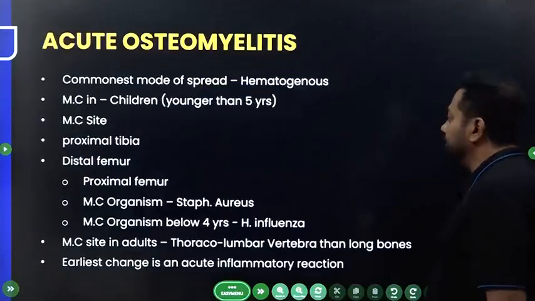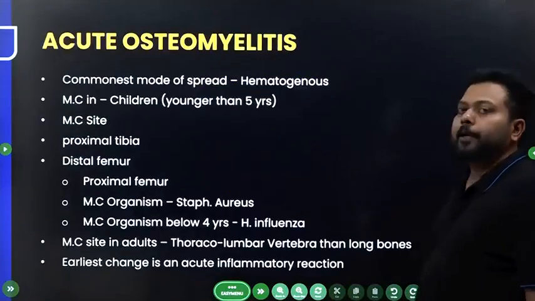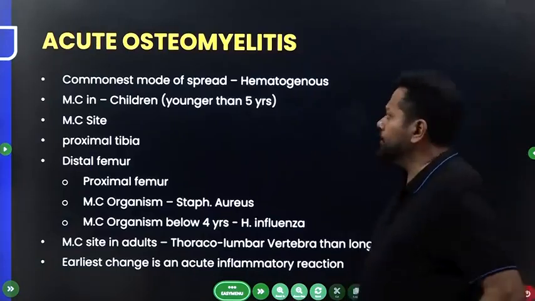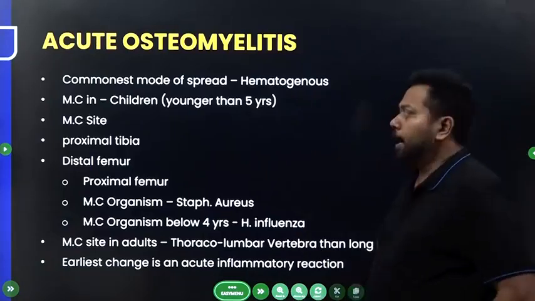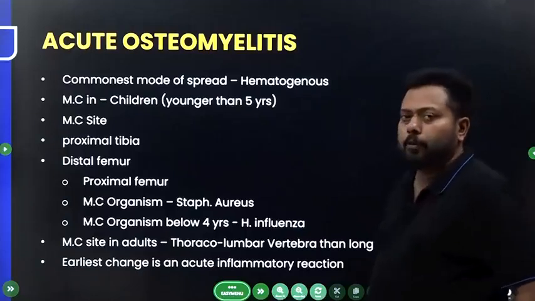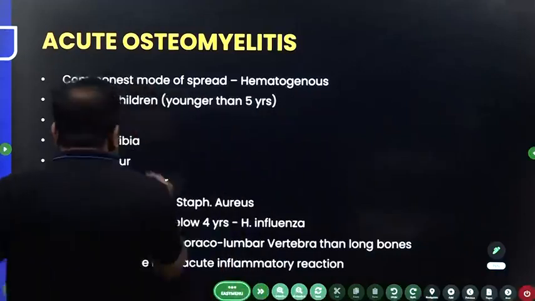Then acute osteomyelitis. That is osteomyelitis of less than 2 weeks is called acute. The commonest mode of spread is hematogenous and it is most common in children younger than 5 years. The most common site is the proximal tibia.